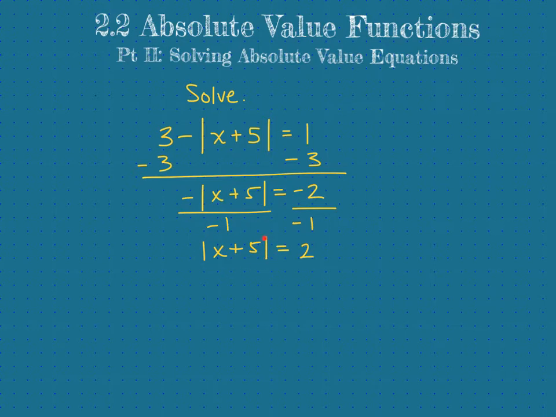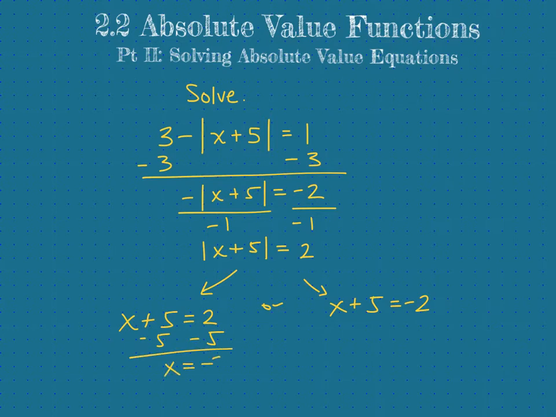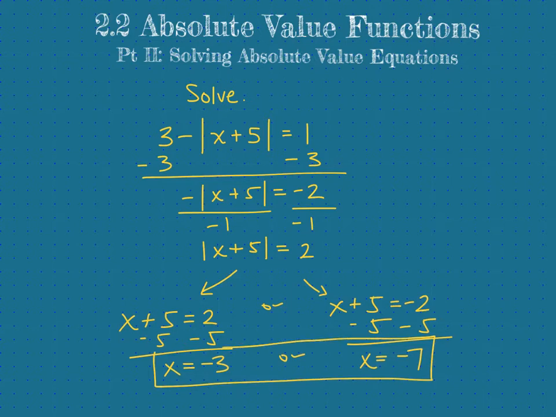Again, we have the situation where the absolute value equals a positive number. By that equality property, what was inside the absolute value could have equaled 2, or what was inside the absolute value could equal negative 2. We have to account for both scenarios. Solving, we get that x could equal negative 3, or solving this side, we get that x could equal negative 7. If you were to plug either negative 3 or negative 7 back into your original equation, you would have something that is true.